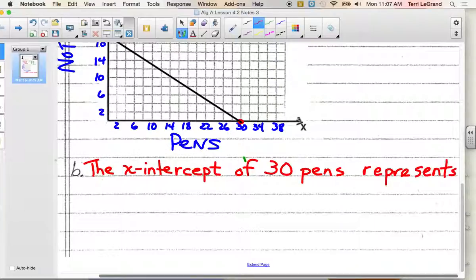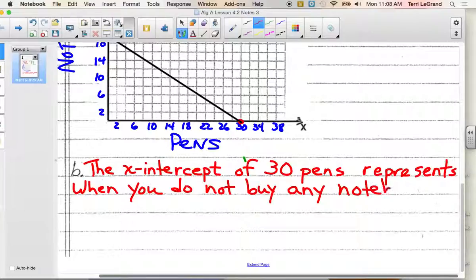So remember, when x is equal to 30, what's y equal to at that point? No, at this point right here. What's y equal to? 0. So that means there's 0 what? Notebooks. So the x-intercept of 30 pens represents when you do not buy any notebooks. You spend all the money on pens. 0 notebooks, 30 pens.